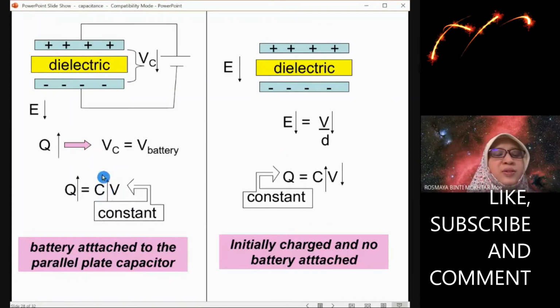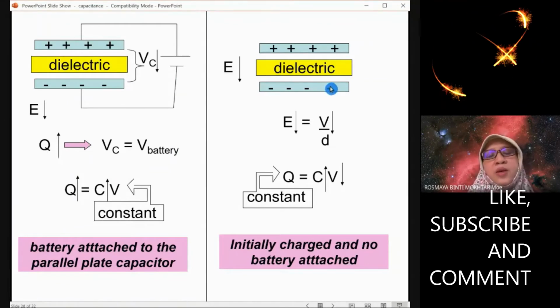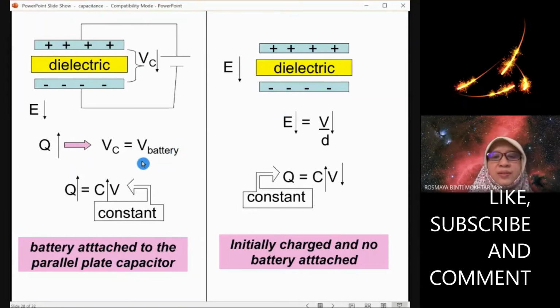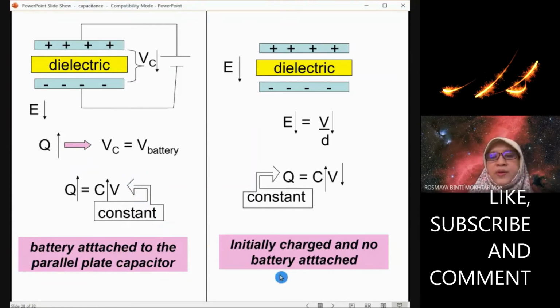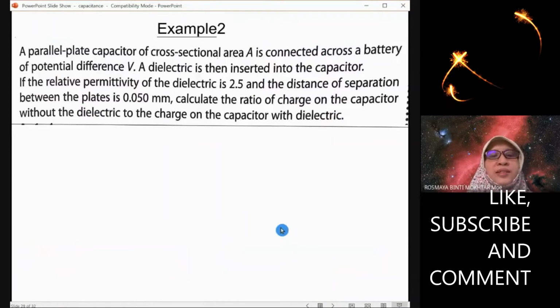So therefore, when the charge increases, the capacitance also increases. So for both cases, no matter whether we attach the battery or not, when we insert the dielectric, the capacitance still increases. This is the first part of our discussion today. Okay, so we try this example.